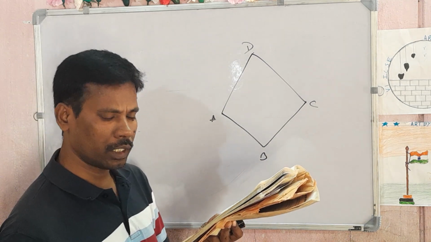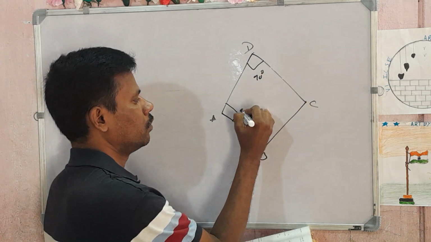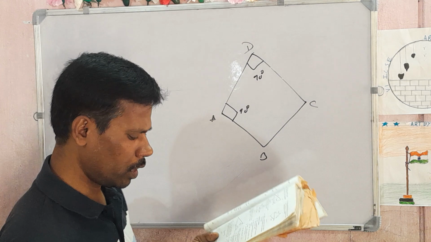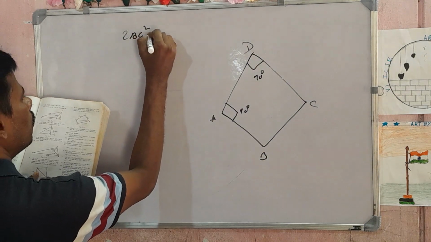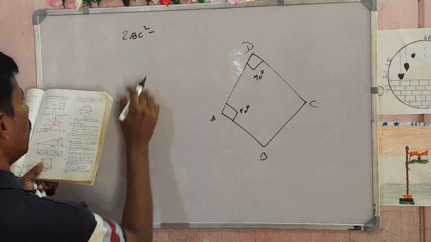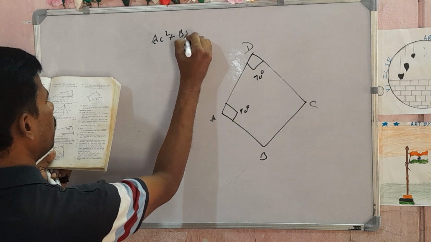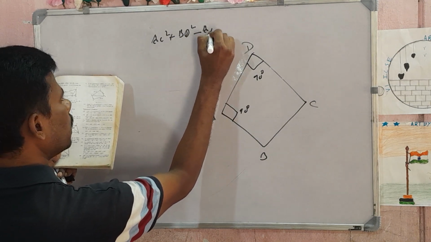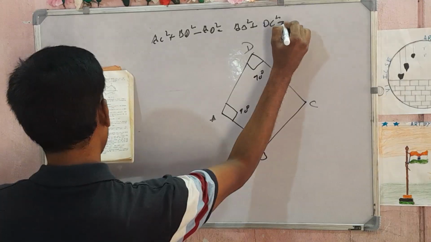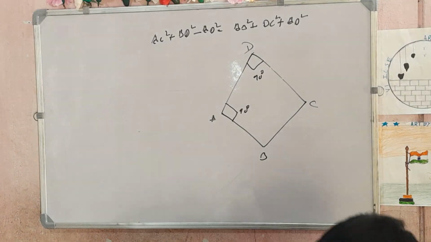ABCD is a quadrilateral in which angle A and angle D are 90 degrees each. Prove that AC square plus BD square minus AD square is equal to AB square plus CD square plus AD square. So this is what we have to prove.